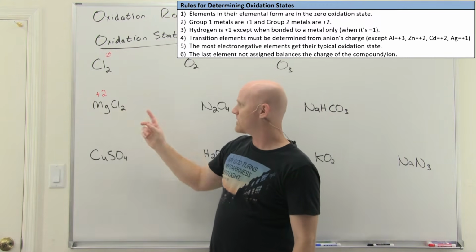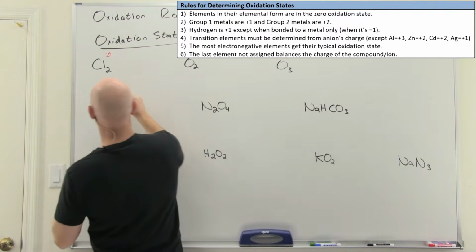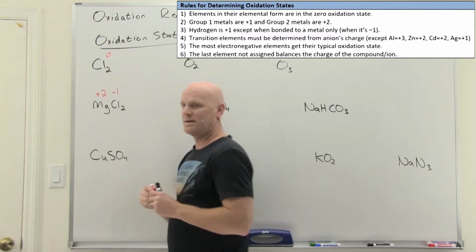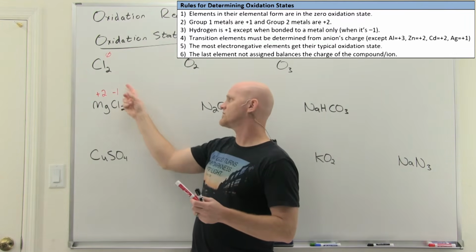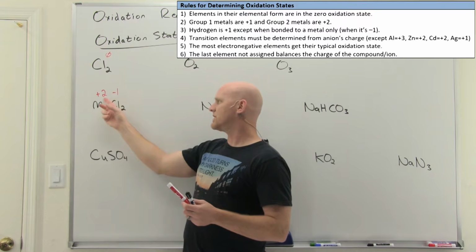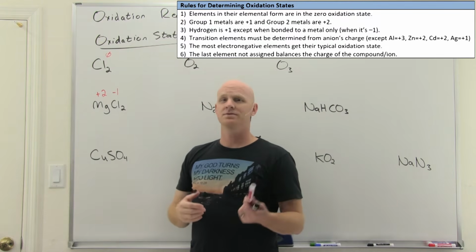For this to work, those 2 chlorines each have to be -1. There's 2 of them, -1 each, for a total of -2. That way +2 and -2 adds up to 0.